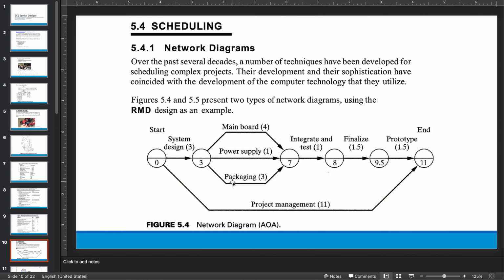So we're saying that we have weeks here: week 0 work, week 3, week 7, week 8, week 9.5, and 11. And so we're going to be doing system design here, and then we're going to be doing 3 things in parallel here: integrate and test here, finalize. Okay, so this is essentially these 3 here for 4810, and then these last 2 or 3 here is the 4820 essentially. Okay, and then overall you have project management looking at everything.